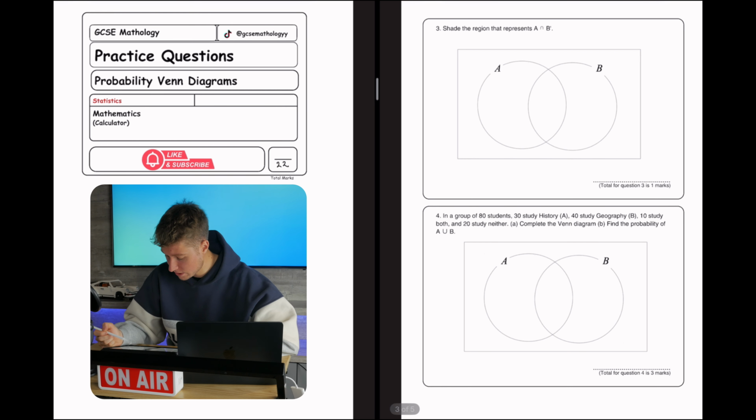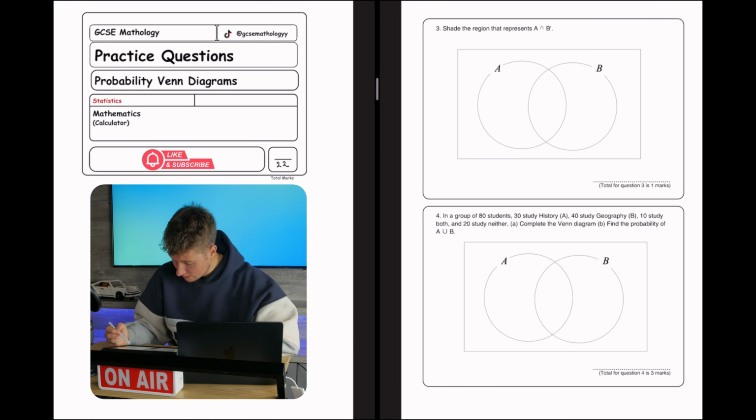Question 3 says shade the region that represents A and not B. So A and B is this middle region here, but we're asked to find A and not B. So the probability of A is all of this circle here, but this section here will include a bit of B, so the section that we're asked to shade is this section here.